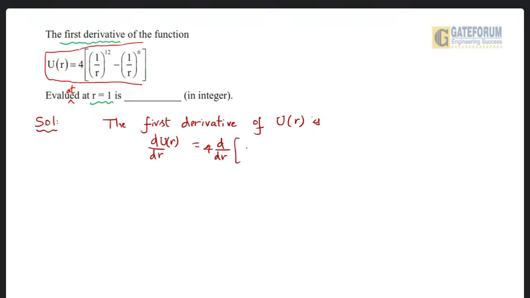Now inside, 1 upon r is r power minus 1. This can be simplified. 1 upon r, again, r power minus 1 whole power 6 is r power minus 6. A power m whole power n is nothing but a power mn. Now we know the standard derivatives. d by dx of x power n is equal to n times x power n minus 1. In place of x we have r.